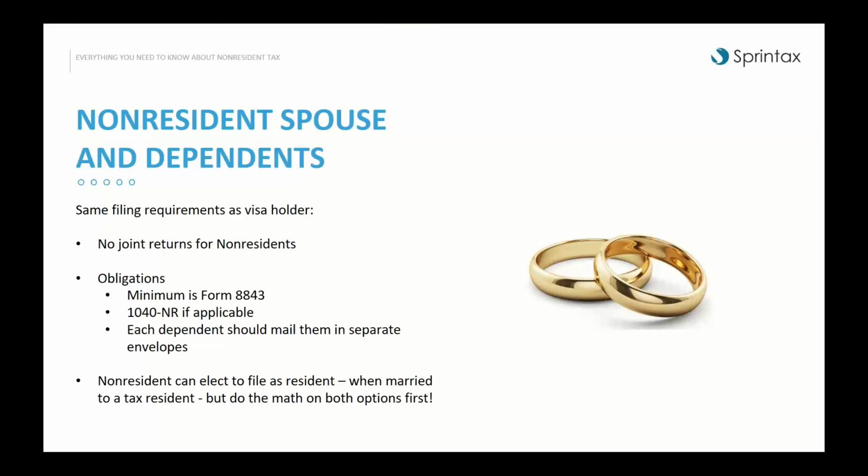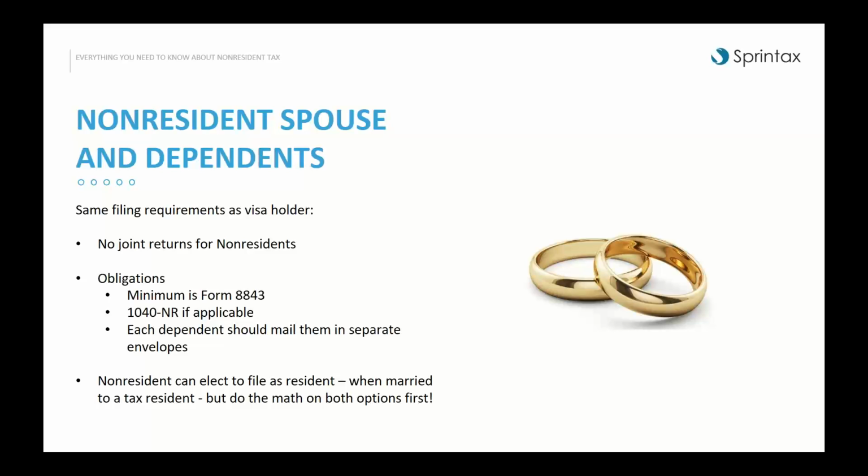A quick note on non-resident spouses and dependents. We get a lot of questions on whether non-resident spouses or non-resident dependents can file together. Unfortunately, there are no joint returns for non-residents in the US. Non-residents need to file separately for tax purposes. Looking at the obligations, as we've mentioned, the minimum would be Form 8843. If you've received taxable US sourced income, you'll also need to file a federal tax return. And importantly, each dependent would need to mail their forms in separate envelopes.